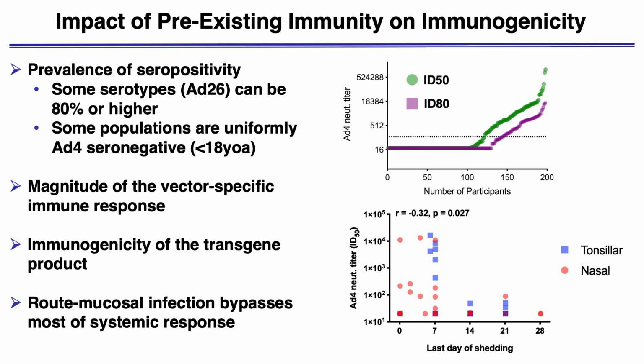But when we infect even individuals who have high levels of serum neutralizing antibodies against AD4, they still replicate the virus out to a week. They don't go out to 3 weeks, but they do replicate the virus and they do develop a response to the transgene.